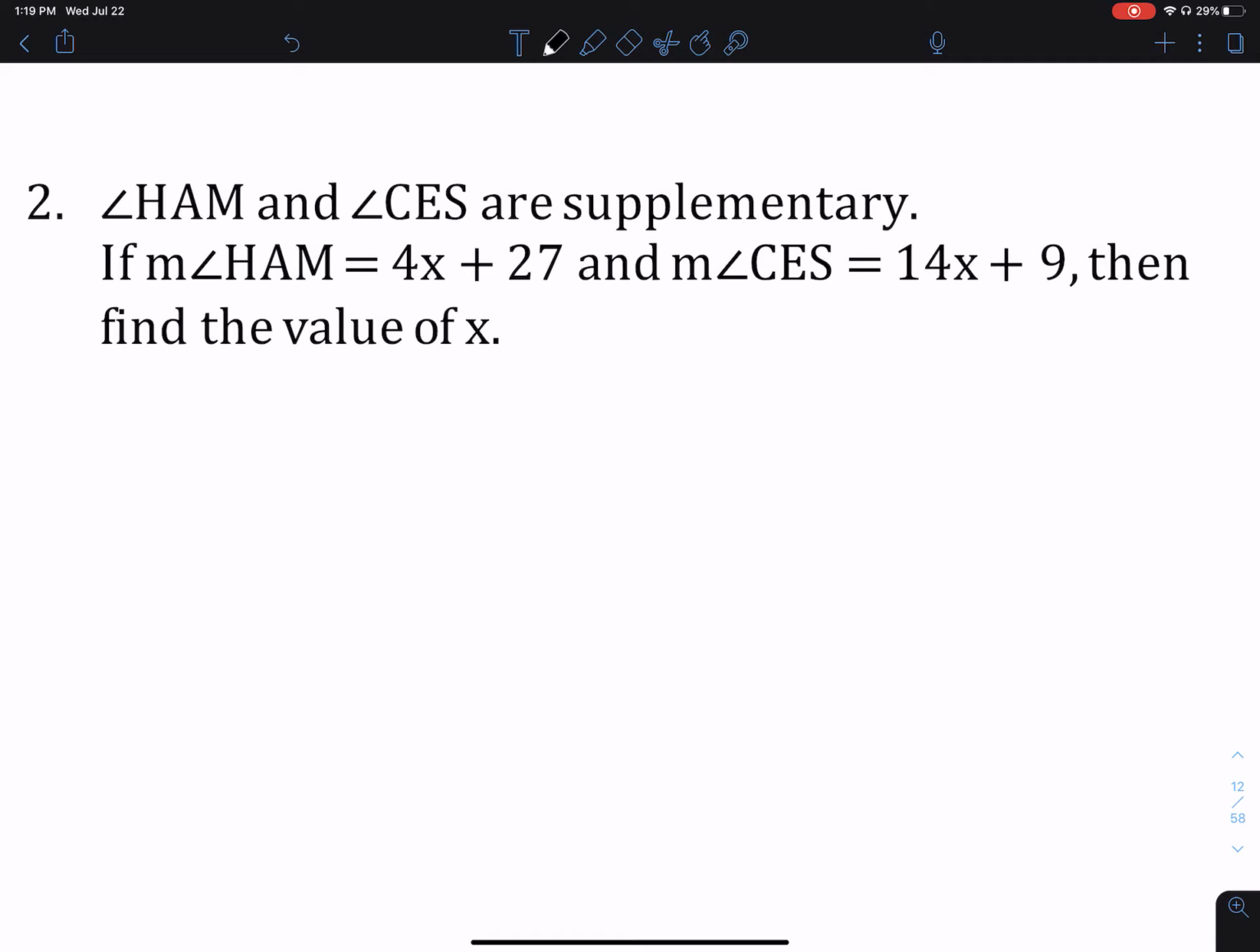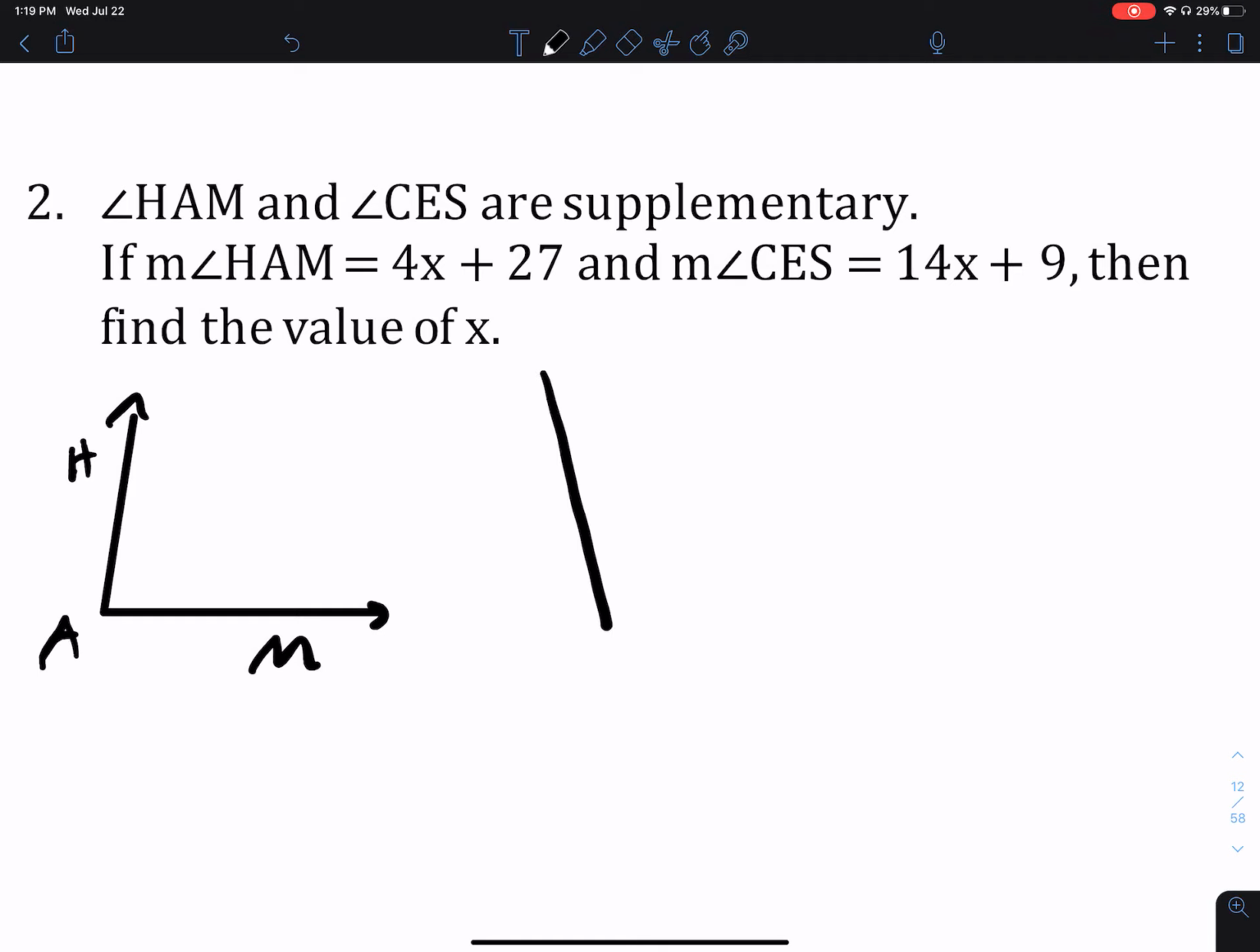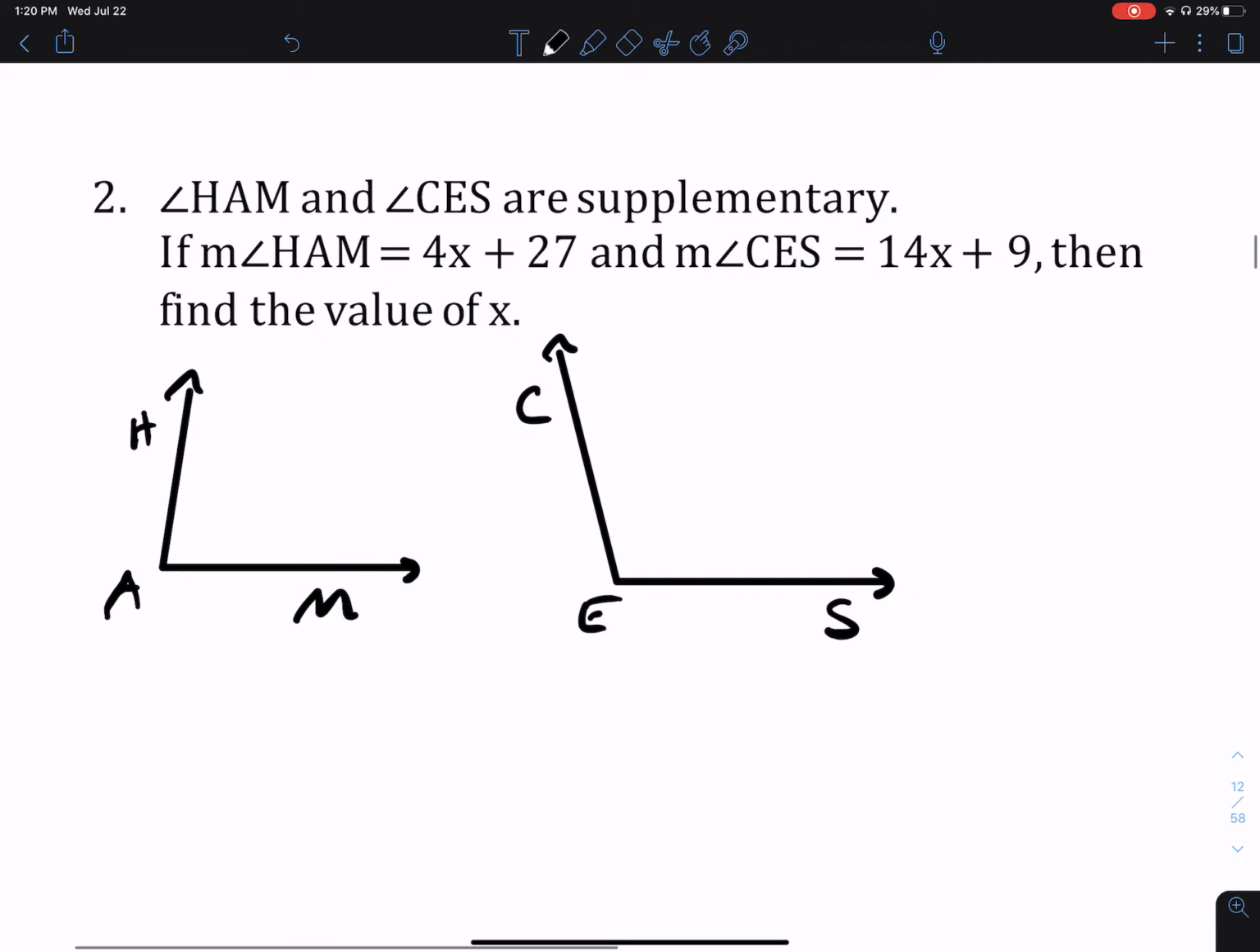Angle HAM and angle CES are supplementary. Notice that these two angles have no letters in common. Since they have no letters in common, I need to draw them completely independent of each other. A is the middle letter, so it's the vertex. Angle CES, E is the middle letter, it's the vertex. I know they're supplementary. I know when I add their measures, I get 180.